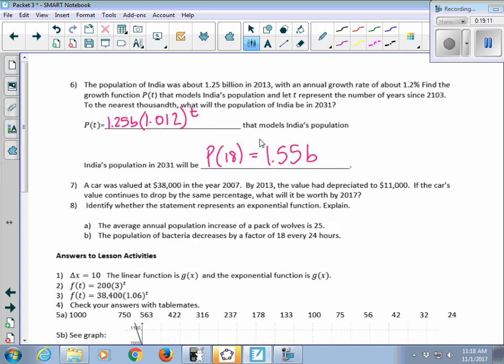The car valued at 38,000 in the year 2007. By 2013, the value had depreciated to 11,000. If the car's value continues to drop by the same percentage, what will it be worth in 2017? All right, so I've got 2 points. I've got 0, 38,000. And then 2013, that's 6 years later. So I have 6, 11,000.